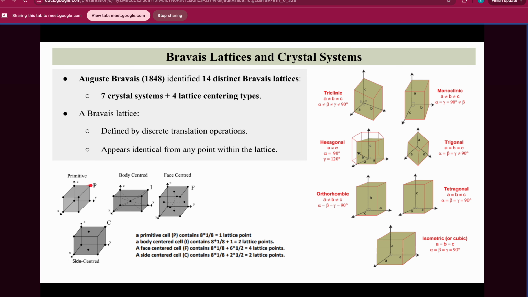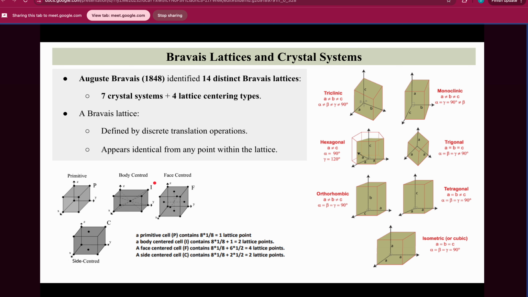In this case, we actually have these 8 lattice points, but each of these lattice points is shared with the different other unit cells surrounding it. So each unit cell gets a 1 by 8 contribution from each. That's why, with 8 lattice points each contributing 1 by 8, for a single unit cell we only get 1 lattice point.